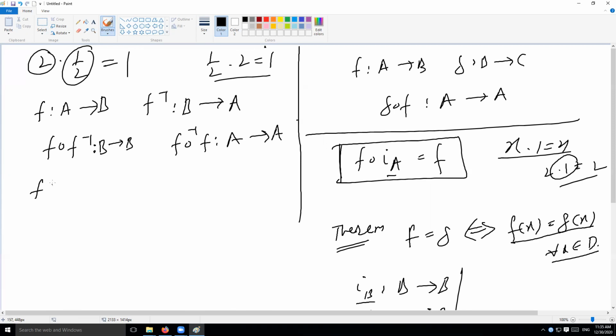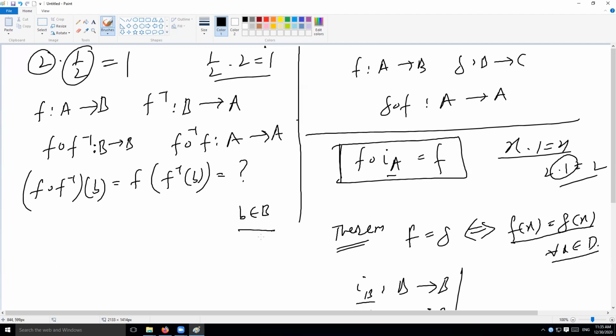Let's take that f composition f inverse, and let's operate it onto some b, where b is an element in B. So this is going to be same as f of f inverse of b. So here is the thing. I want to write the output, what would be the output here. I don't know yet, but I want to write an output. So let's think about that. What would be the output? So b is from B. Where is going to be f inverse of b?